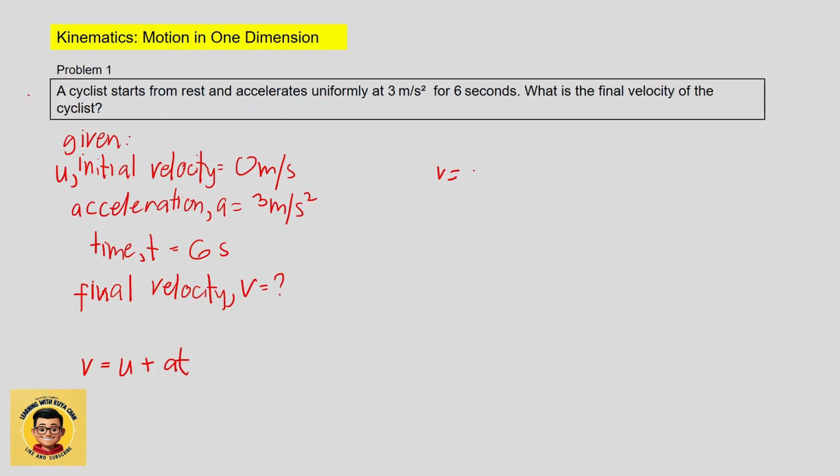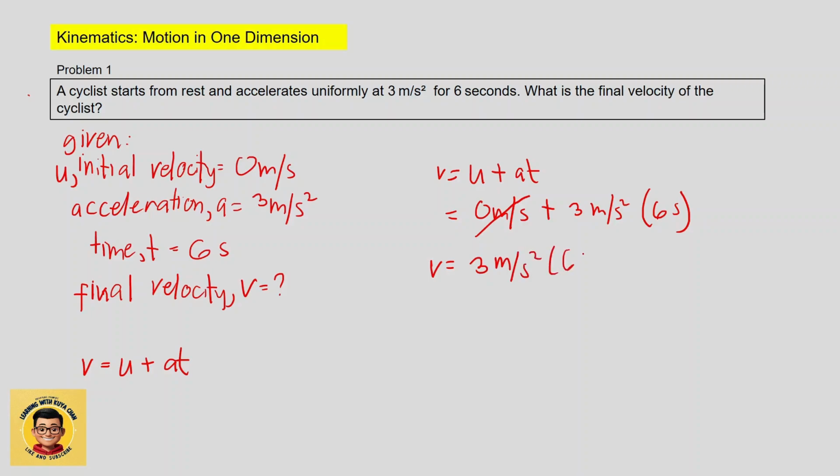So our equation is v is equal to u plus at. So substitute the given values. So our u is 0 meter per second plus our a is 3 meter per second squared multiplied by our time t, which is 6 seconds. So this one is already 0, so we will cancel it out. So our equation will now be 3 meter per second squared times 6 seconds.